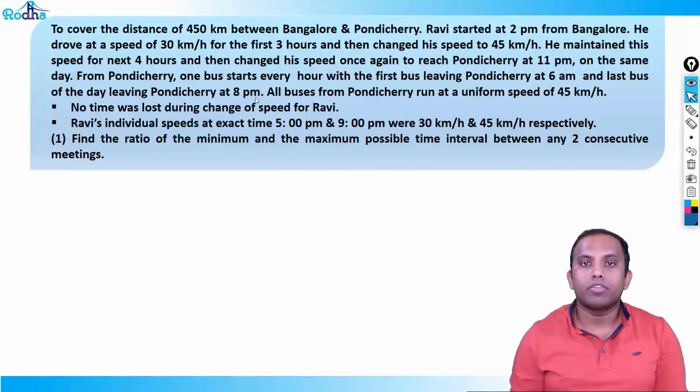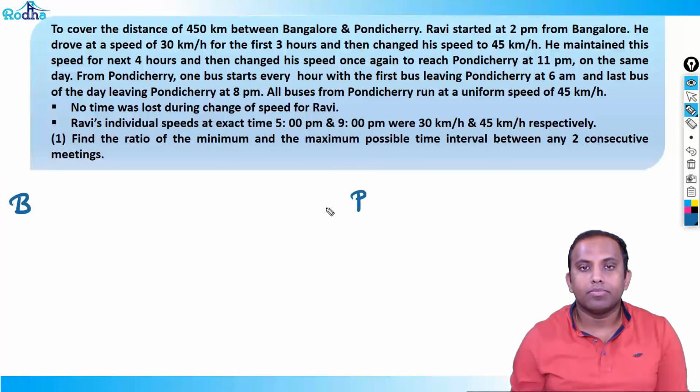Let's solve this question here. It's a very good question. So between Bangalore and Pondicherry, the distance is 450 kilometers, let's say.